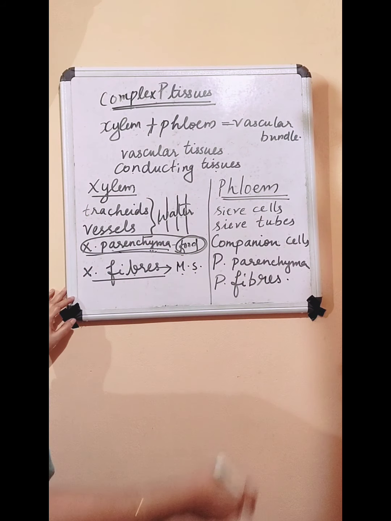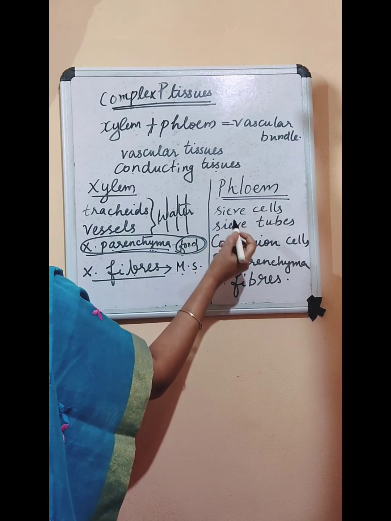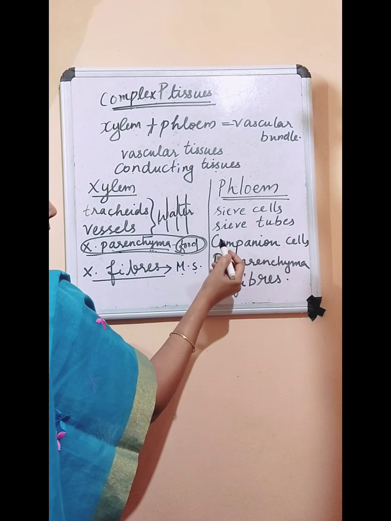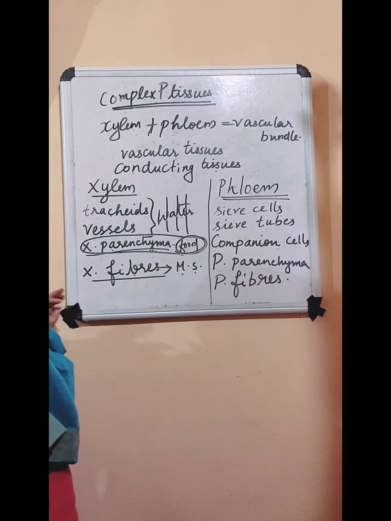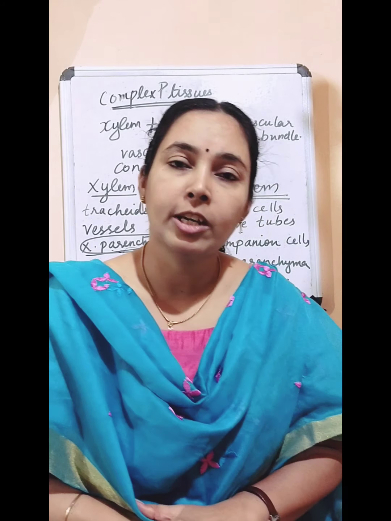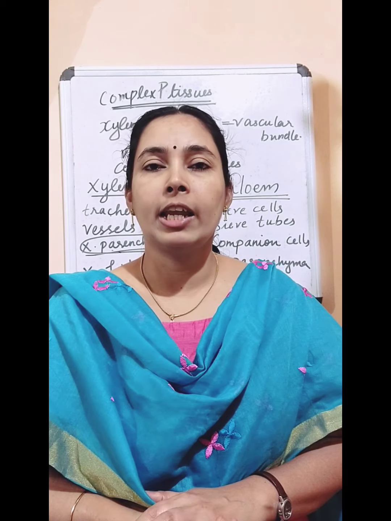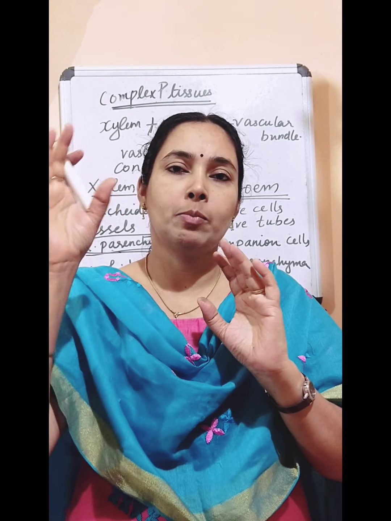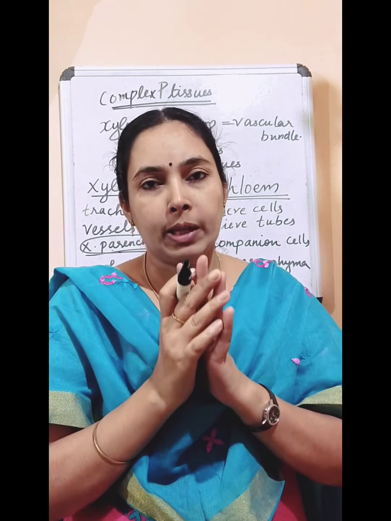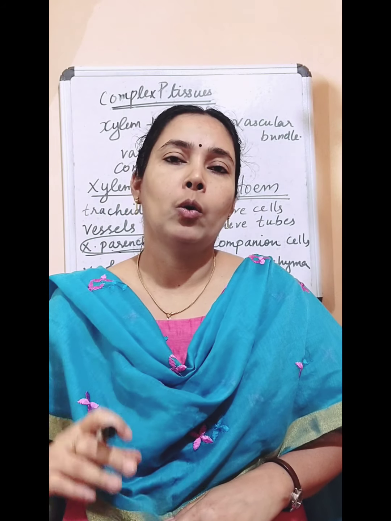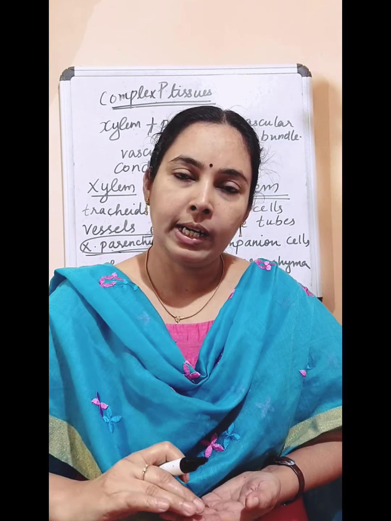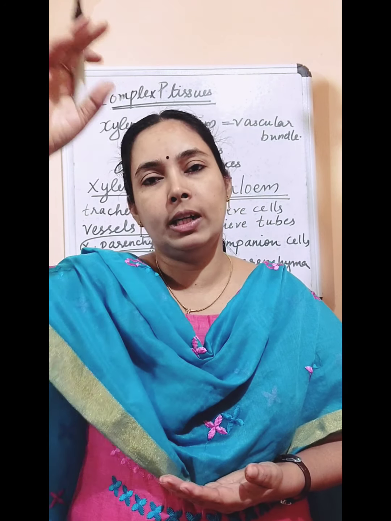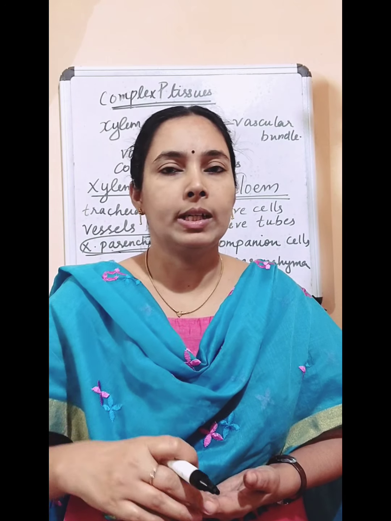So which are the 5 elements of phloem? Sieve cells, sieve tubes, companion cells, phloem parenchyma and phloem fibers. And what is the function of phloem? Phloem conducts food. So from where is it carrying food? We know in a plant food is prepared in the leaf. So from the leaves the food is carried to all other parts by this phloem. So it is carrying food in upward direction and also in downward direction. So it is conducting in both directions.